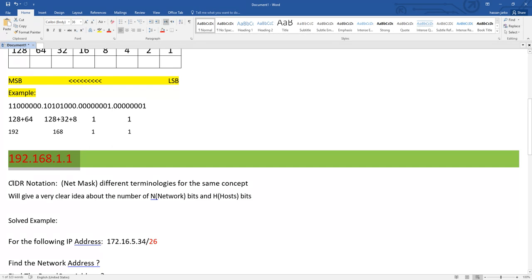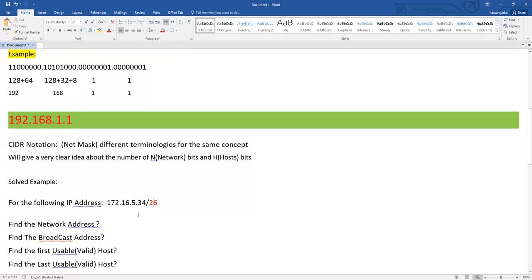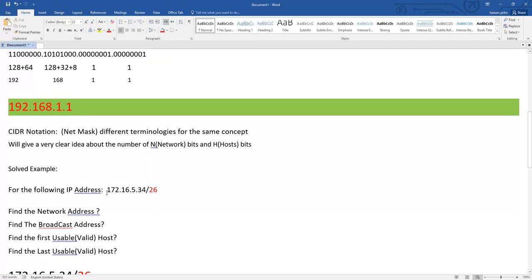Now, in order to know about subnetting, we need to know one thing. It's called the net mask or the CIDR notation. Those two are different terminologies for the same concept. What I mean by that: when you see an IP address ending with /26, this means that the last 6 bits are going to be for host, and the 26 bits are going to be for network. Basically, it's 32 minus 26.